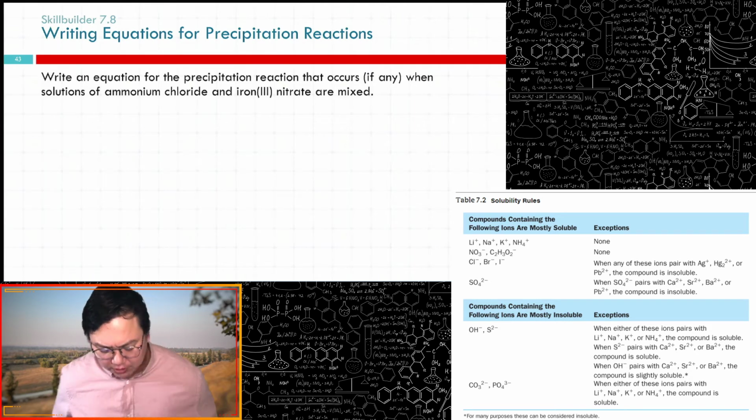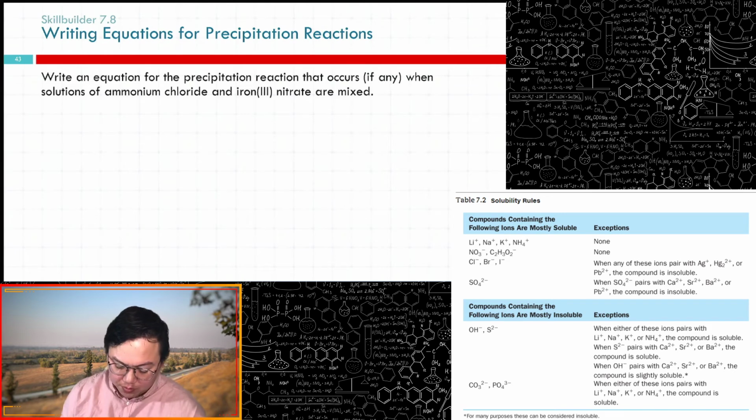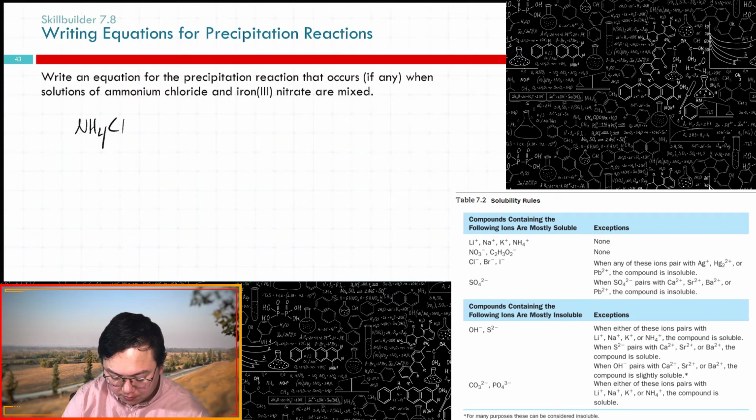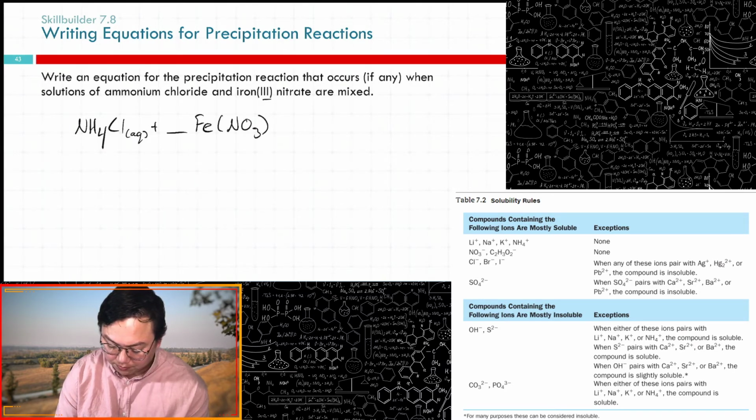So let's write an equation for the precipitation reaction that occurs, if any, when we mix ammonium chloride into iron nitrate. So, ammonium, NH4, and then chlorine, again aqueous, plus iron nitrate. And we see it's iron 3. So you can guess how many nitrates we're going to use, or you should know how many nitrates we're going to use.